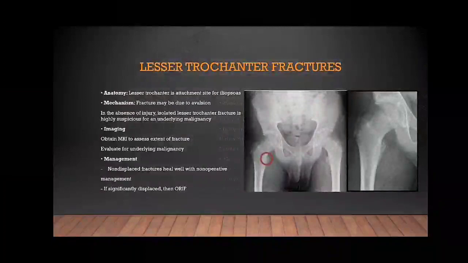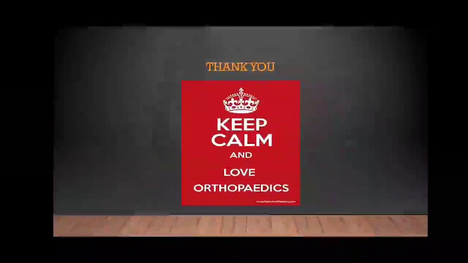In the absence of any injury, an isolated lesser trochanter fracture is highly suspicious of an underlying malignancy. We have to obtain an MRI to assess the extent of the fracture, and also to evaluate the underlying malignancy. Treatment would be non-operative for non-displaced fractures, and if significantly displaced, then we do open reduction internal fixation. So here we end the lecture for today.